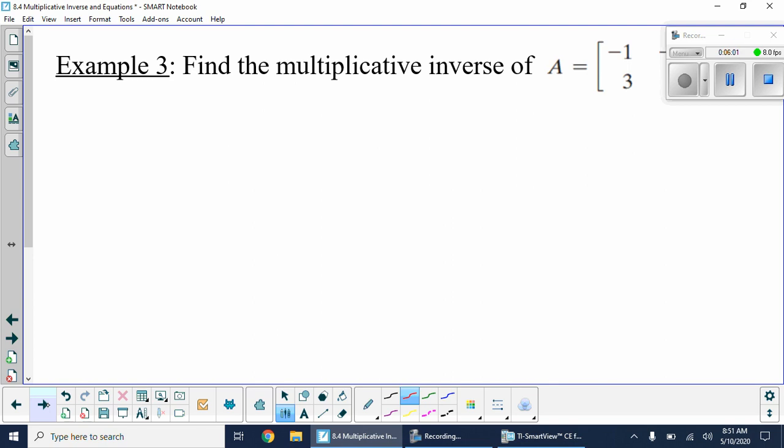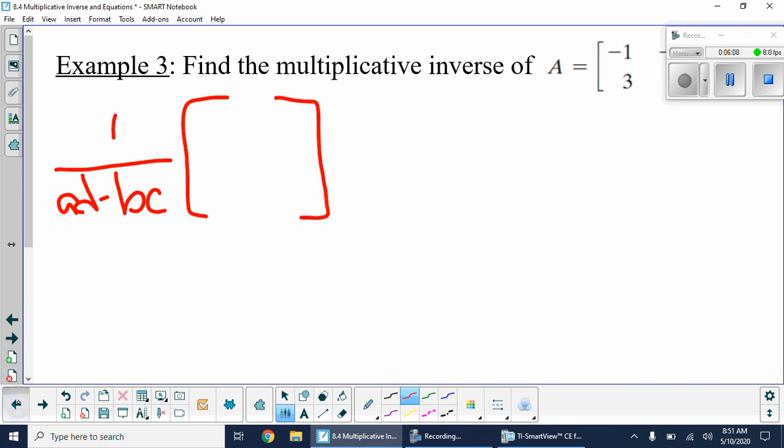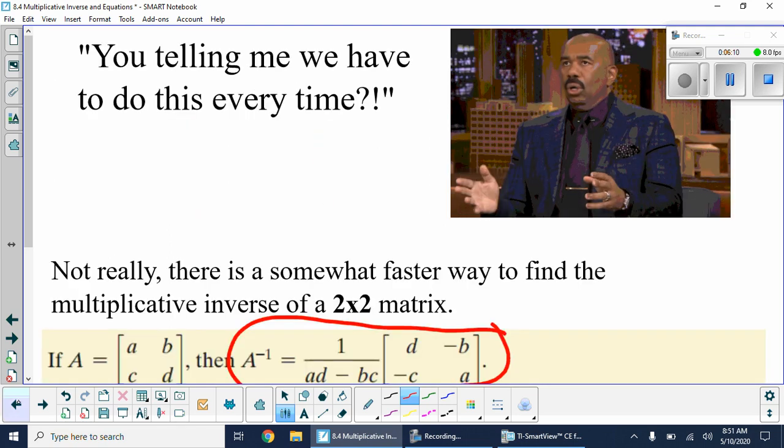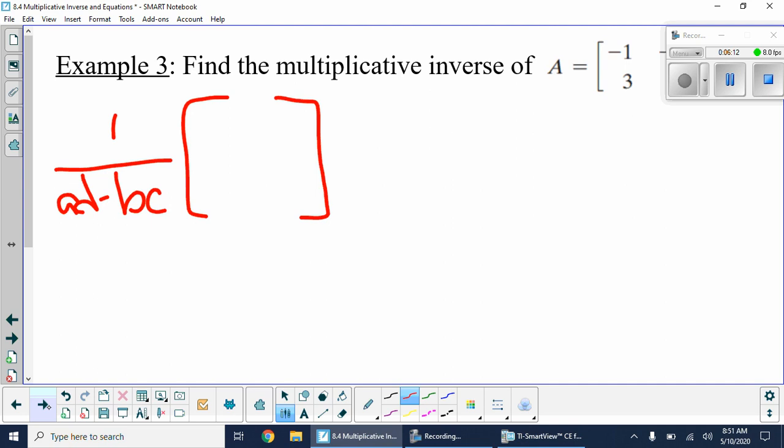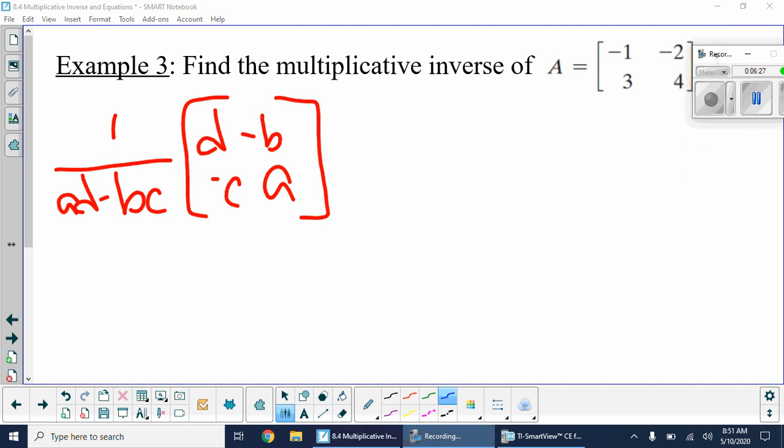It goes 1 over AD minus BC times the matrix with D and A here, negative B, negative C. Sorry about the sloppy handwriting. Trying to write on my finger here on a touch screen. It's a little tricky. Okay, so let's do the inverse, okay?